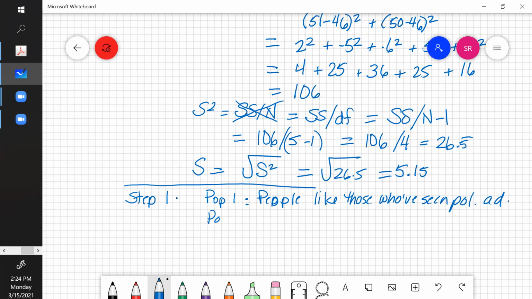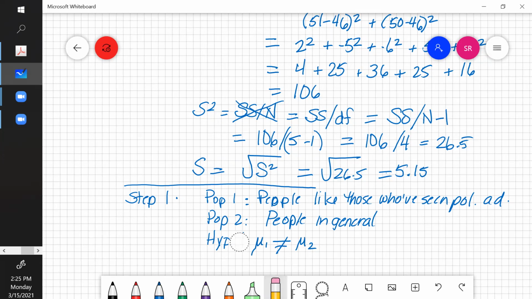And population 2, people in general who have not seen that political ad. We know that our research hypothesis is simply asking whether population 1 scores differently from population 2. So we're looking to see whether the mean scores for population 1 are different, not equal to the mean scores for population 2.